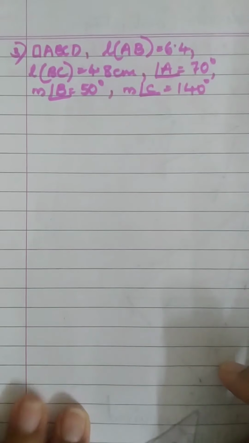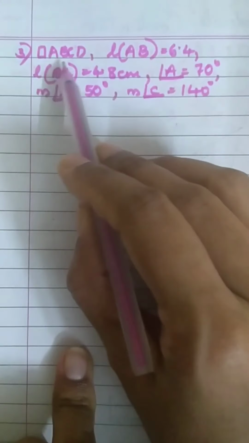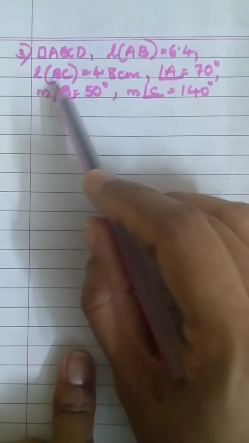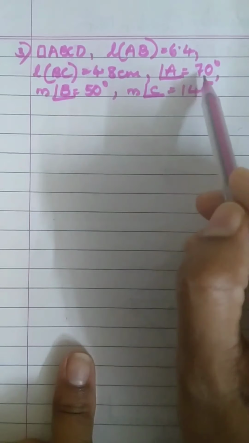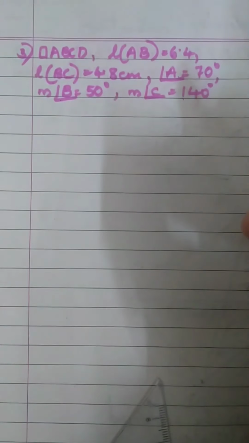Okay, so the first and second construction, I hope you all have understood it well. See the third question. Quadrilateral ABCD. AB is 6.4. Length of BC is 4.8 centimeter. Angle A is 70 degree. B is 50 and C is given as 140 degree.